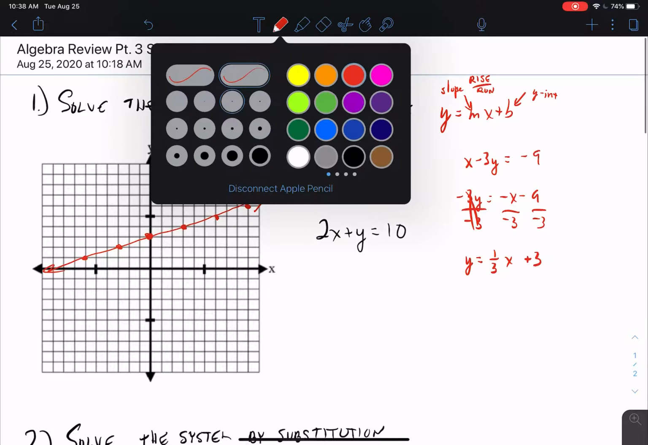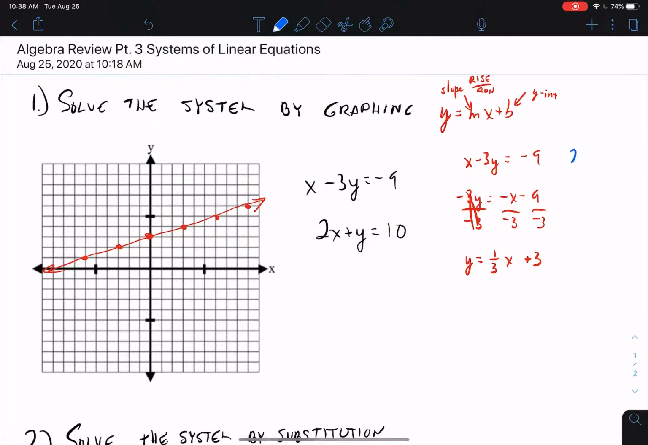Now our other line is 2x plus y equals 10. So I'm going to do the same thing and solve for y here. All I need to do there is subtract 2x from both sides. Okay, so I get y equals -2x plus 10. Y-intercept is 10, so I'm going to start up here, and I'm going to go down 2 to the right 1, down 2 to the right 1, down 2 to the right 1.